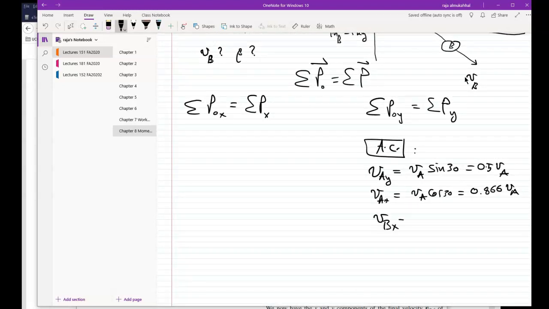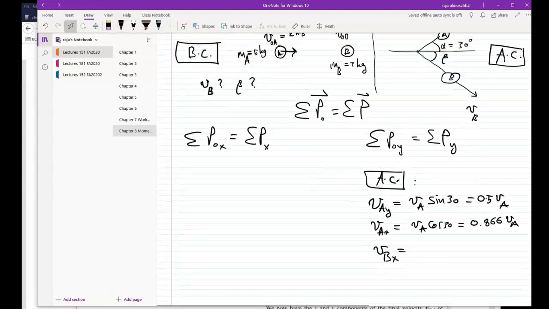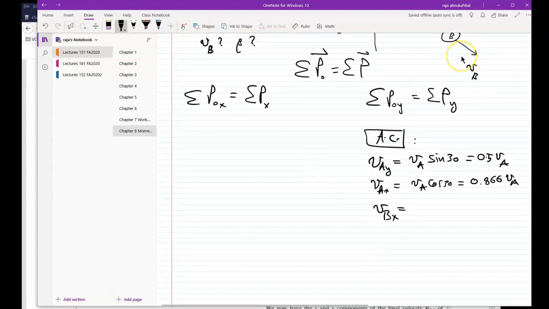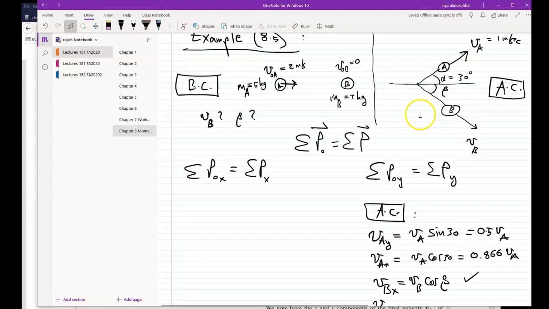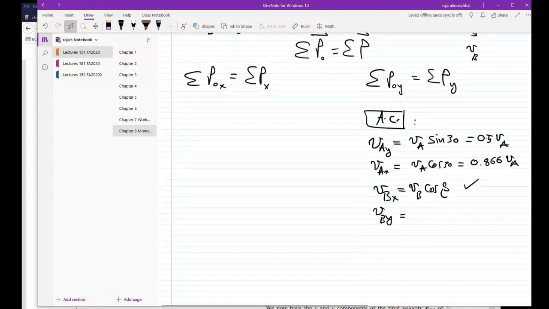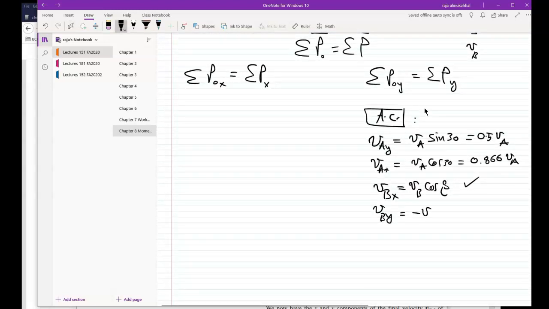VB sub X is going to be what? VB sub X is going to be VB cosine beta, correct? I don't know either of them, so I'm just going to leave it like that. And then VB sub Y, well, guess what? It's going to be negative, right? Because VB sub Y is going this way, so it's going to be minus VB sine beta. There we go. So these are the components.